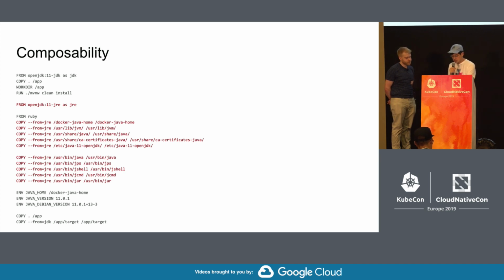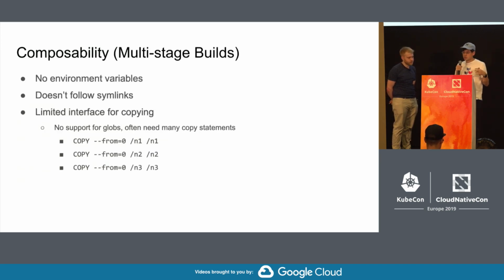So they aren't really these composable units, these black boxes that we can just consume and use. We have to have pretty deep knowledge of how these images actually work. So, a short summary: you don't get environment variables, and symlinks don't work. You have to actually understand where those things point to. There's a pretty limited amount of stuff you can do. It's really just file system stuff, so you can't do glob stuff. You end up with a ton of copy statements, like we saw before, just to get a working image.